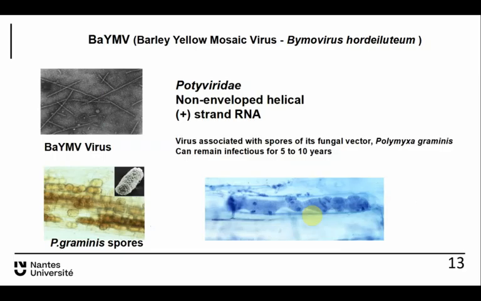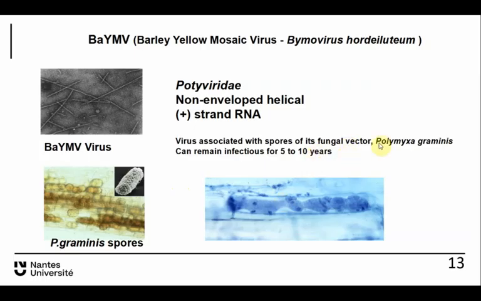So another virus that causes problems in the northern hemisphere is the Bymovirus hordeiflavi, barley yellow mosaic virus. Once again, it's got a helical non-enveloped capsid with a plus strand RNA genome in there. The interesting thing about it here is that it's one of the plant viruses that has a fungal vector, which is the mold Polymyxa graminis.